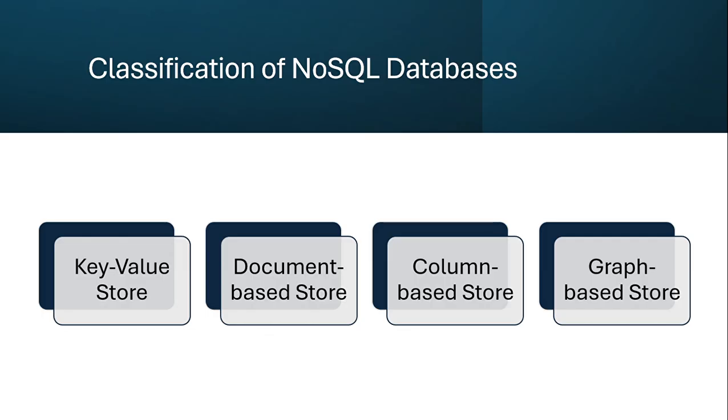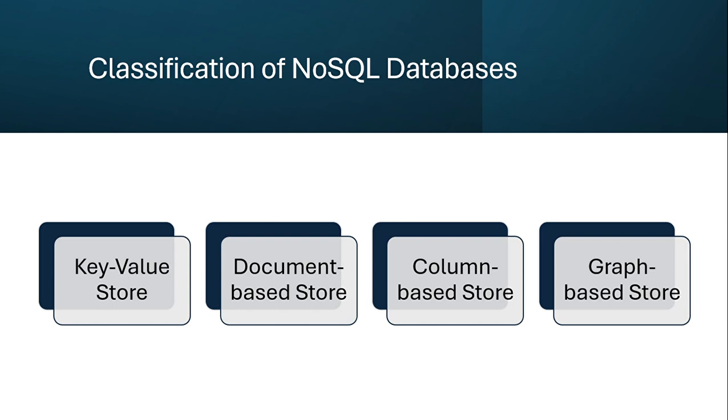Next, these are the classifications for NoSQL databases. We have key value store, document based store, column based store and graph based store. In key value store, there is a big hash table where it stores keys and its values. Example is Redis. Next is document based store, where we store documents like JSON or XML documents. Example is MongoDB. Then we have column based store, where you store multiple data for one column family. HBase falls under this category.